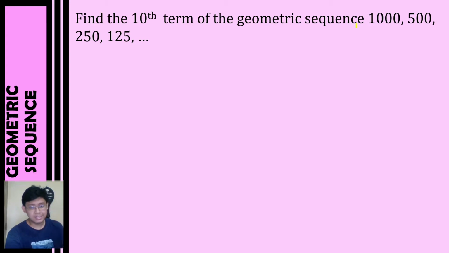So in this case, we're looking for the 10th term of the geometric sequence. Since we're looking for the 10th term of a geometric sequence, we're going to use the formula x sub n is equal to x sub 1 times r raised to n minus 1. So let's identify our given to solve for the 10th term of our geometric sequence.